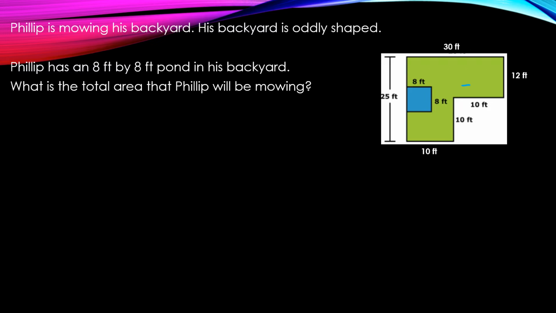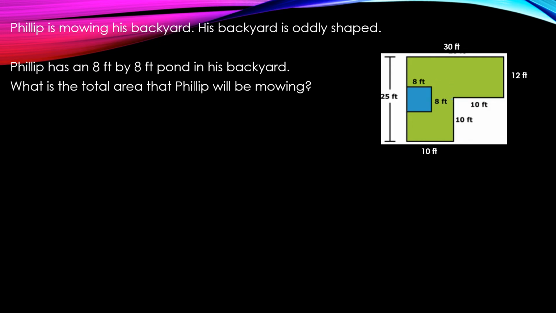Alright, so Philip here is mowing his backyard, and his backyard is oddly shaped. He has an 8-foot by 8-foot pond, which is this blue thing here, and the green area is his grass, so that's the part that he's mowing. We want to know what is the total area that Philip will be mowing here.